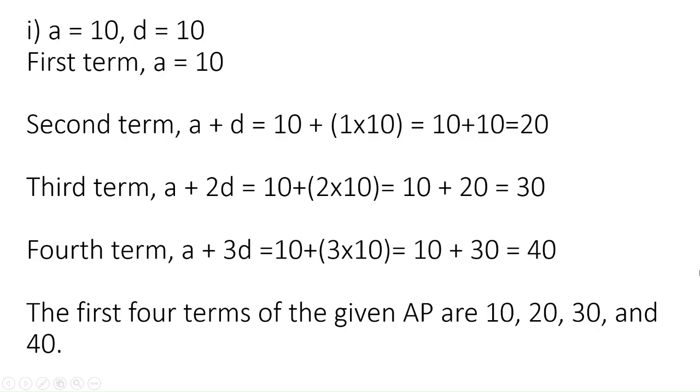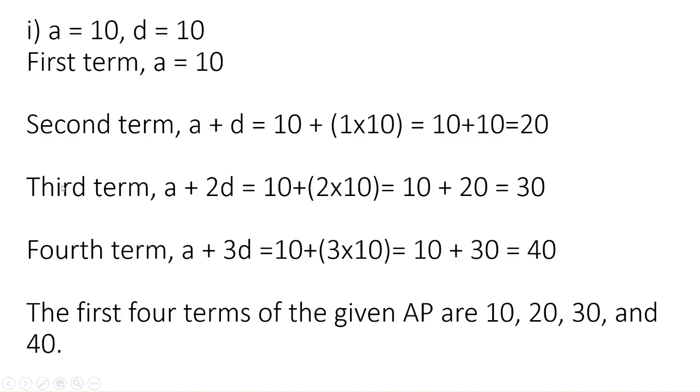And what is the second term? How are we going to find it out? Second term will be A plus D. D means the common difference. A plus D means A plus 1 into D. So A is 10 and the common difference is also 10. 1 into 10 means 10. A plus D, 10 plus 10, that is equal to 20. That is the second term.